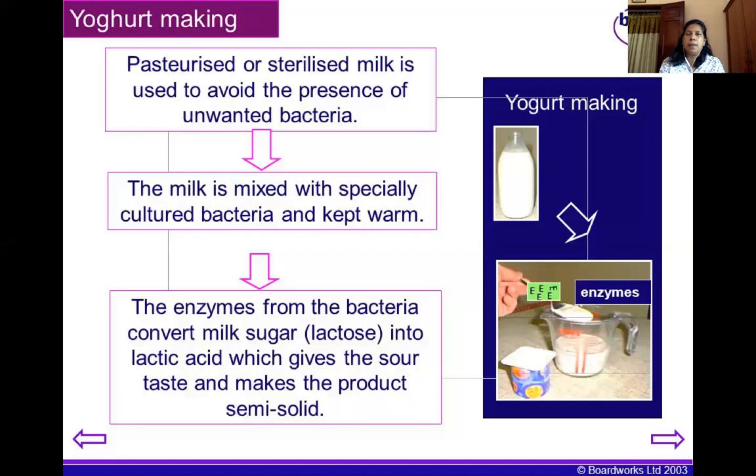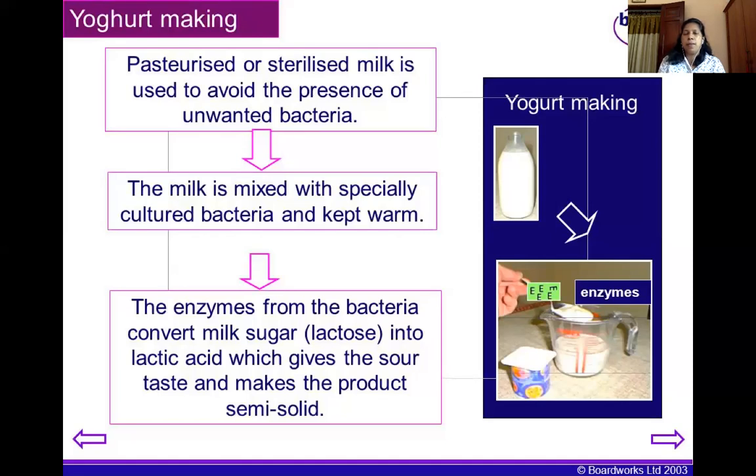Let's see. In the case of yogurt manufacturing, pasteurized or sterilized milk is used to avoid the presence of unwanted bacteria, because if there are unwanted bacteria, they will definitely grow, as milk is really good for them. Therefore, first you have to pasteurize or sterilize the milk to eliminate all unwanted bacteria. Then the milk is mixed with specially cultured bacteria and kept warm. So we have to keep it warm to support growth. The enzymes from the bacteria convert the milk sugar lactose into lactic acid, which gives the sour taste and makes the product semi-solid, right?